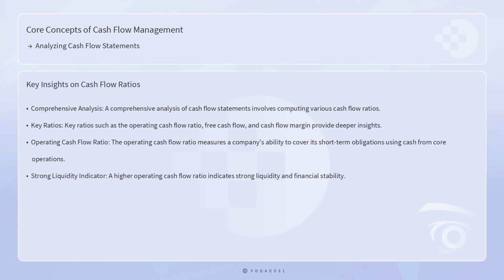Comprehensive analysis of cash flow statements also involves computing various cash flow ratios. Key ratios such as the operating cash flow ratio, free cash flow, and cash flow margin provide deeper insights into a company's liquidity, solvency, and profitability. The operating cash flow ratio, calculated by dividing operating cash flow by current liabilities, measures a company's ability to cover its short-term obligations using cash generated from its core operations. A higher ratio indicates strong liquidity and financial stability.